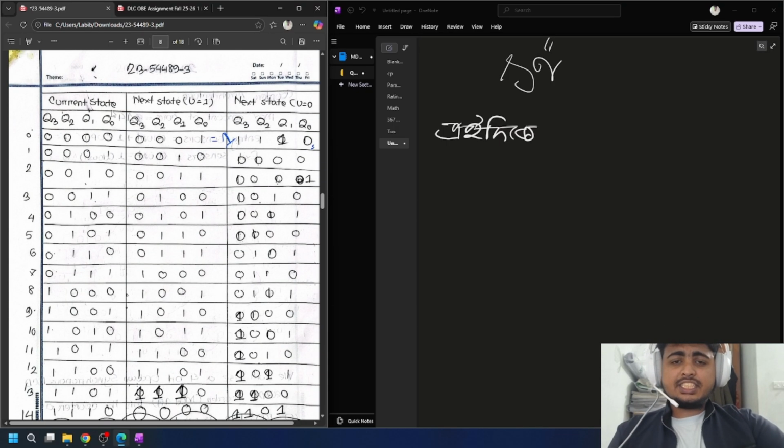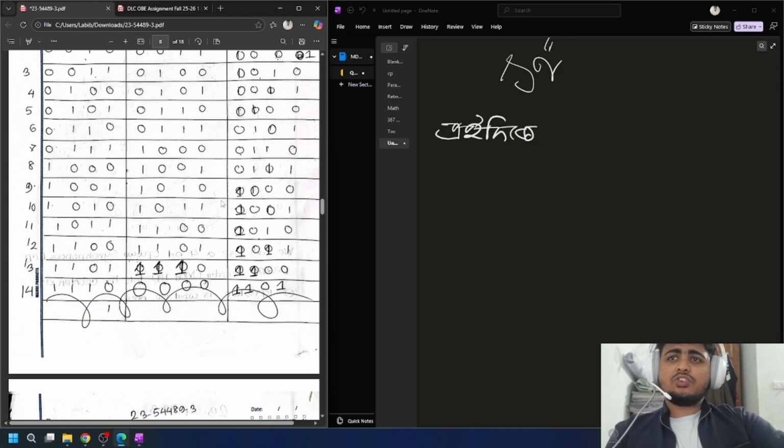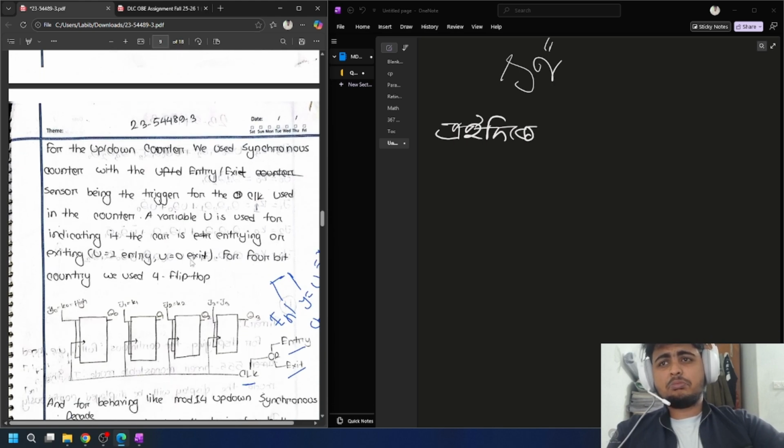And this is the state table. So this is 0, 1, 2, 3, 4, and for every state we show the next state. If u equals 1, meaning 1 car enters, and there are 0 cars, it gets incremented by 1, meaning the value of the counter goes up by 1. And if the current state is, let's say, 2, and 1 car exits, it gets decremented by 1, that means 2 to 1, as shown here. And this is for all the possible states.